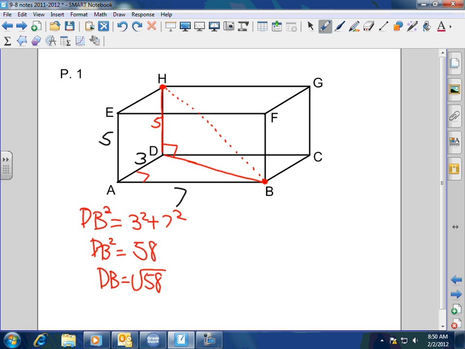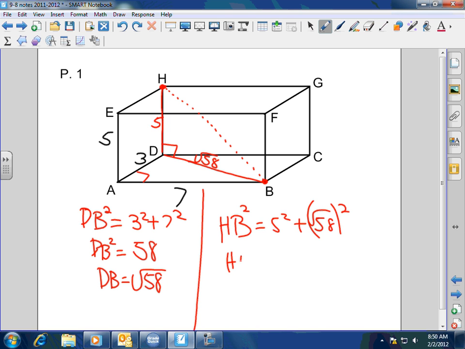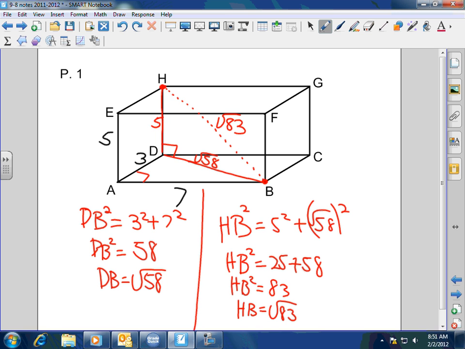So now that we know what dB is, how do we find now HB? HB is the hypotenuse, so HB squared equals 5 squared plus square root of 58 squared. So HB squared equals 25 plus 58. So HB squared equals 83. And HB equals the square root of 83. And that is your answer. We would have gotten to it a lot quicker had I not made that very silly error. That was pretty stupid of me.